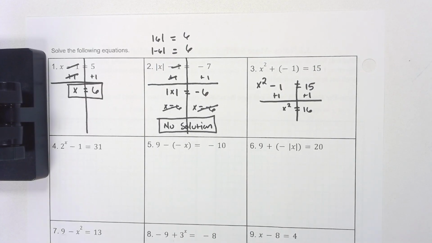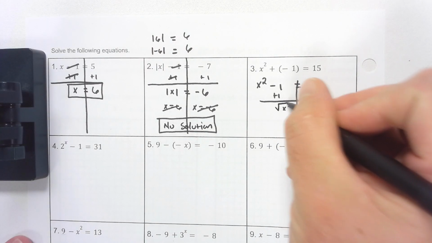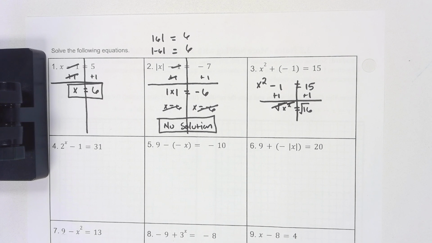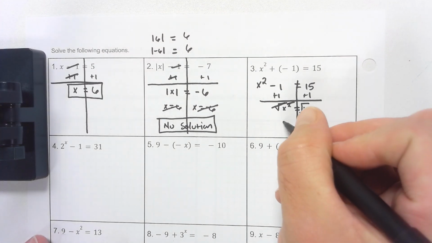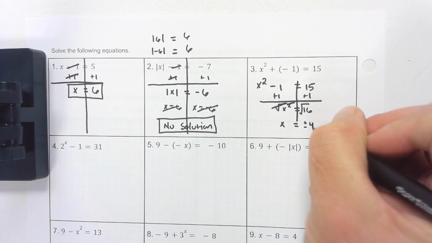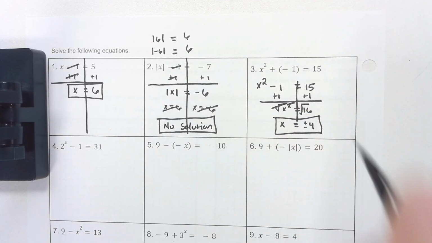We now need to undo the squaring, because undoing the squaring is how we get to just the regular x. So I'm going to square root both sides. The square rooting and the squaring cancel out, and so I have x is equal to the square root of 16. I'm thinking about what numbers times themselves is 16. How about positive 4 and negative 4? Positive 4 times positive 4 is positive 16. Negative 4 times negative 4 is 16.